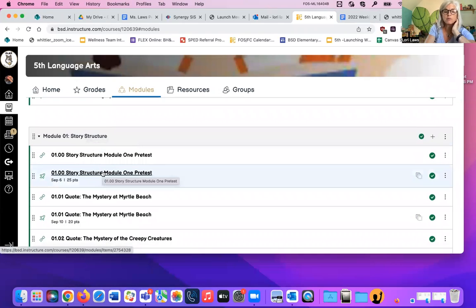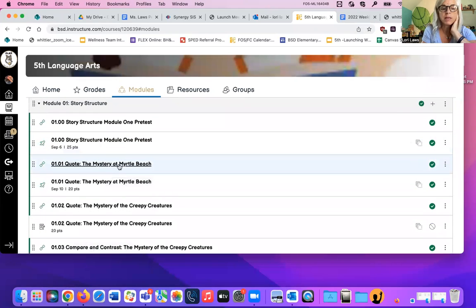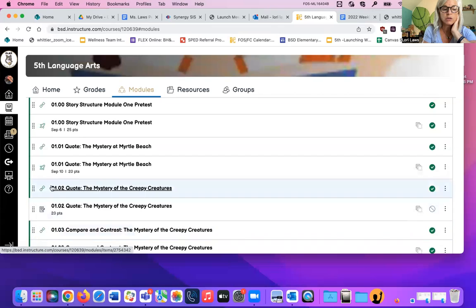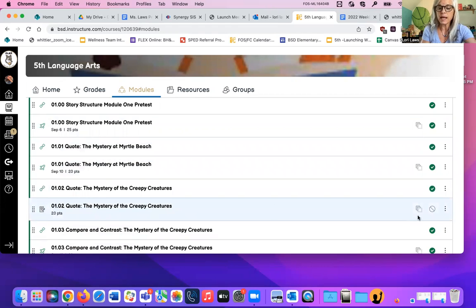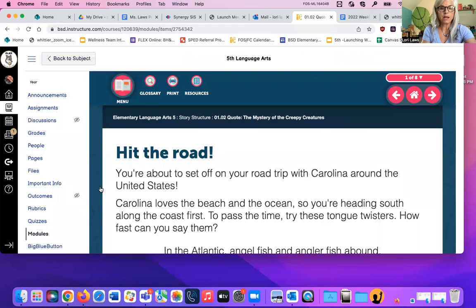And we finished our pretest. Yesterday, we went through the mystery of Myrtle Beach. And we're on to lesson 1.02. Here's the lesson, remember. And whenever you have these two things with the same title, the first one is the lesson, and the second one is the assignment or quiz. So we had a quiz yesterday, we had a quiz on Tuesday, but today we actually have an assignment. And I don't even know if you can see it because I have it unpublished because I don't want you to do this assignment. But we're going to click into the lesson, and it opens up.